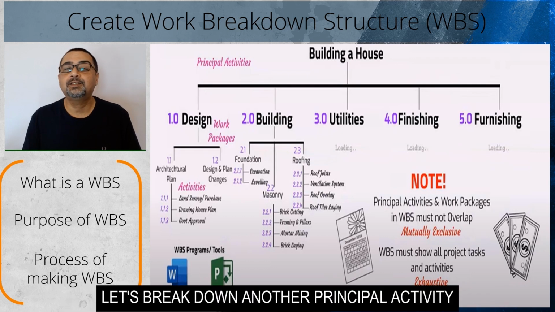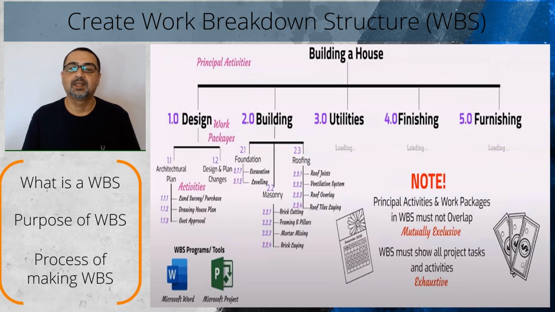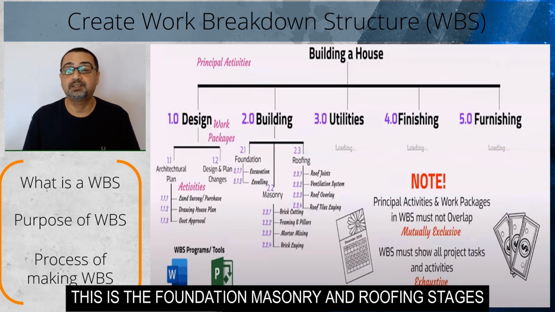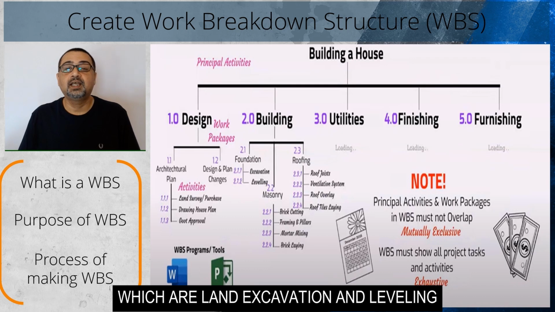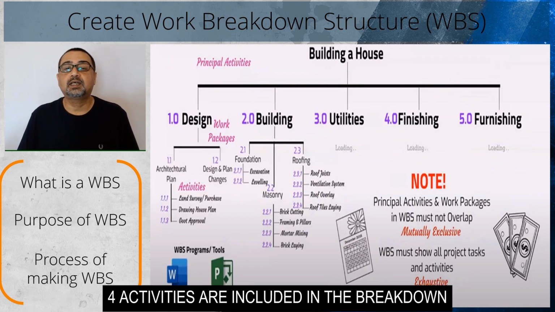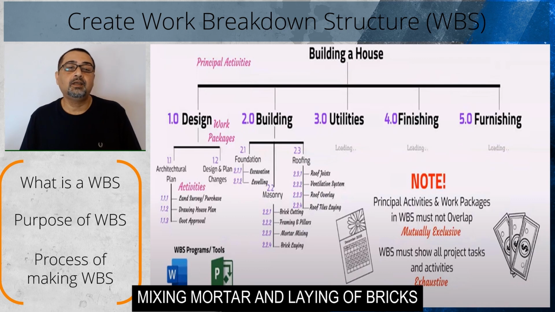Let's break down another principal activity, which is the building stage of the project. This stage of the project, for instance, could be broken down into 3 work packages. This is the foundation, masonry, and roofing stages. To complete the foundation, there are 2 activities that must be completed, which are land excavation and leveling. At the masonry stage, 4 activities are included in the breakdown. These are brick cutting, framing of pillars, mixing mortar, and laying of bricks.